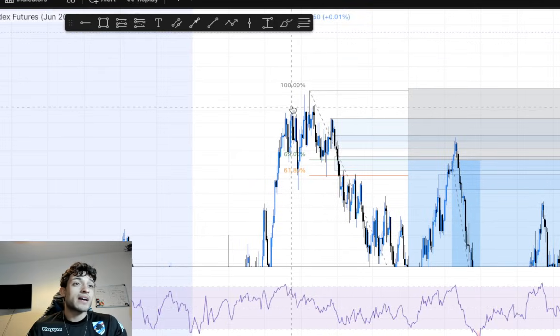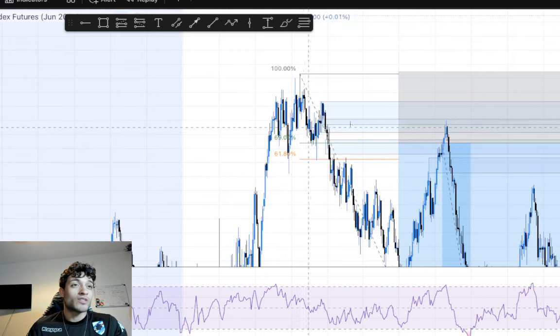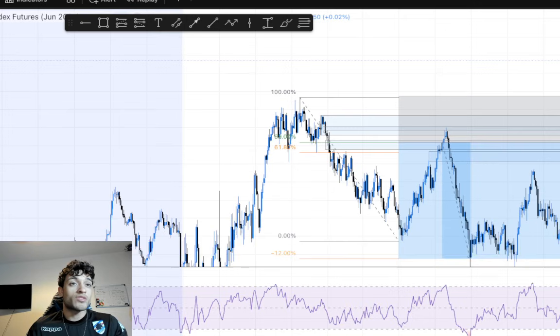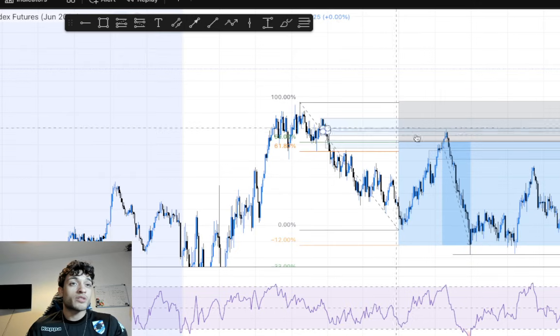We kept sweeping the highs, then we make a break of structure to the downside. There was another block here with some imbalance over here that we needed to recover, so I knew that price had to come somewhere here.